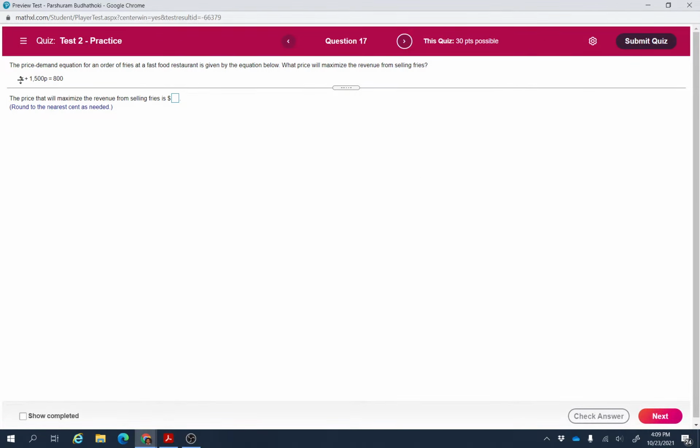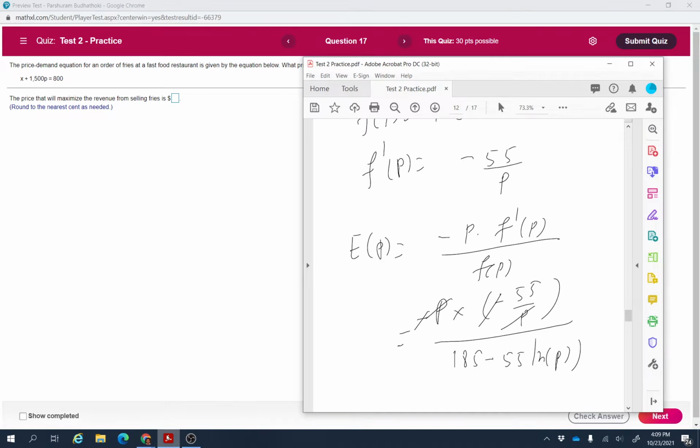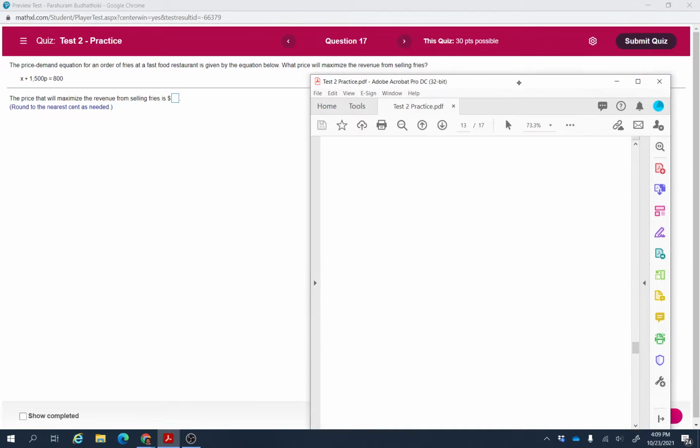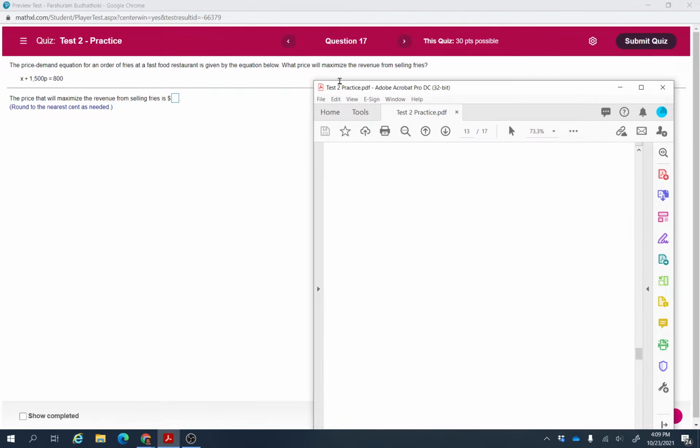Let's go to the next problem, the price demand equation. This is the price and demand equation, meaning the relation between the number of items x and the price of that item p. That's called the price demand equation. For an order of fries at a fast food restaurant it is given by the equation here. What price will maximize the revenue from selling fries? So we are trying to maximize the revenue. So first of all, we need to write down the revenue in terms of price.